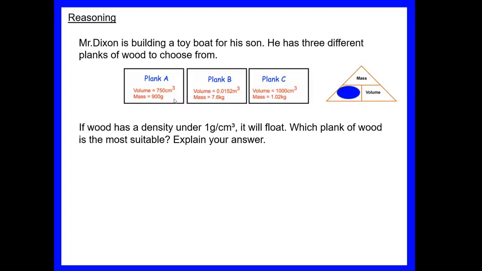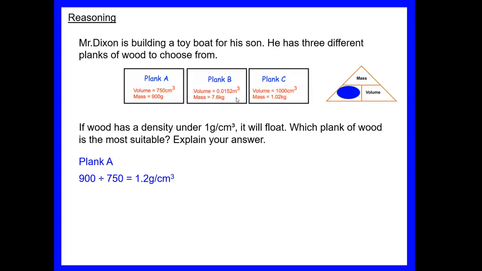So if we start with plank A, we have grams and we have centimetres cubed. So we can start off straight away with plank A doing the mass divided by the volume, which gives us 1.2 grams per centimetre cubed. Now plank B then, we want grams, but we have kilograms, and we want centimetres cubed, but we have metres cubed.